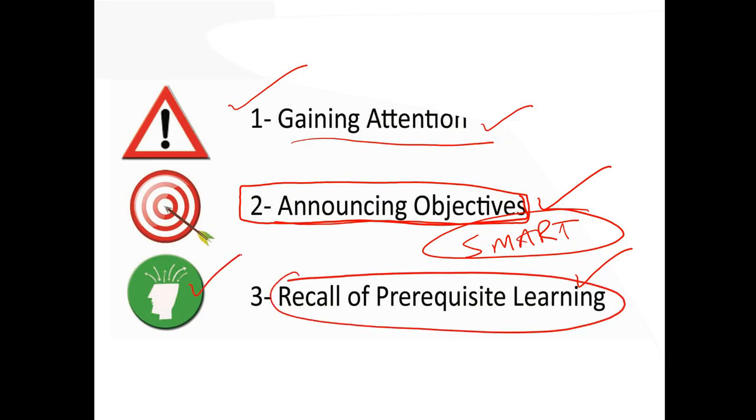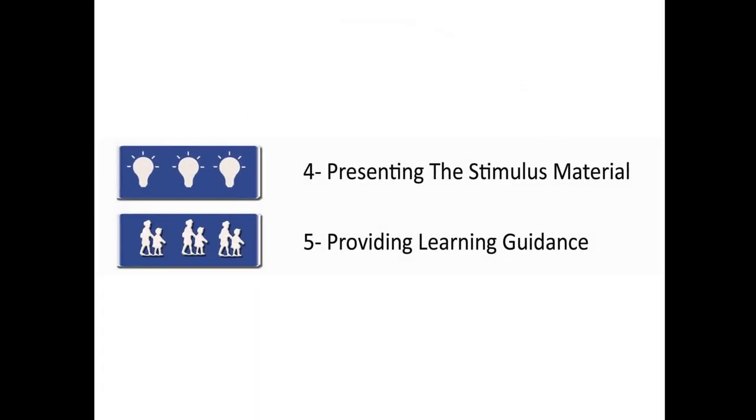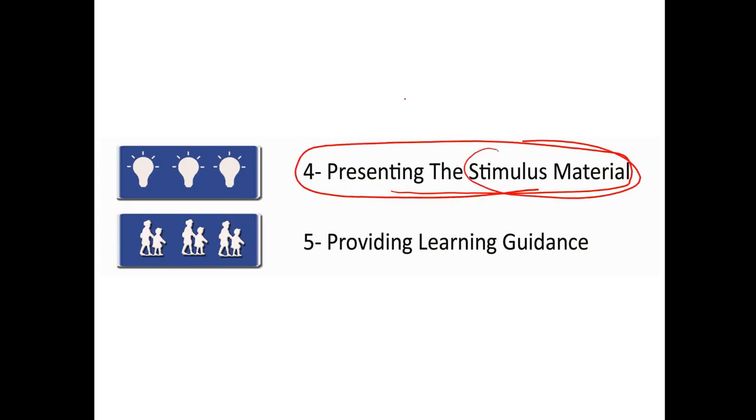So you see these symbols are there, and to recall the prerequisite learning, you can see the hairs are stimulated and erected, meaning piloerection is there, and you have been able to sensitize the students or stimulate their sympathetic nervous system. The fourth step of Gagne's 9 levels of instruction is presenting the stimulus material, and these stimulus materials are new things.